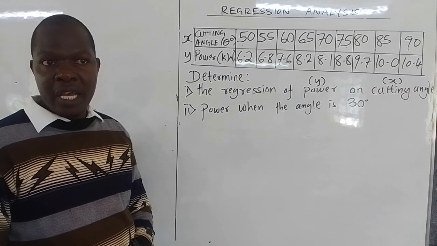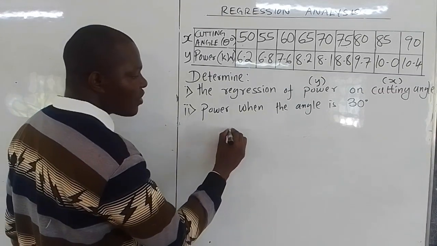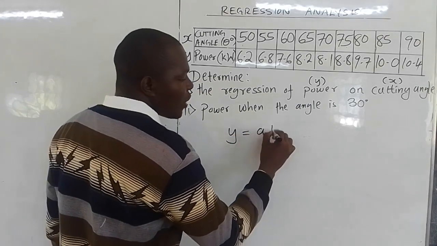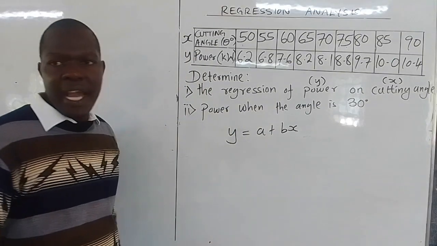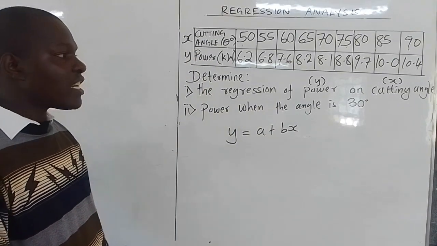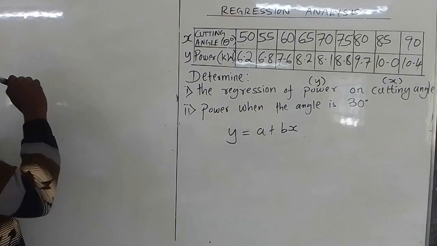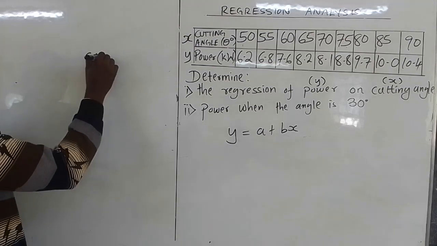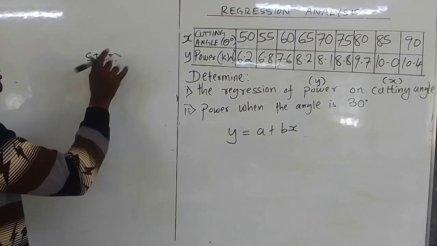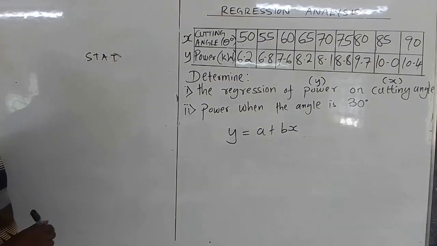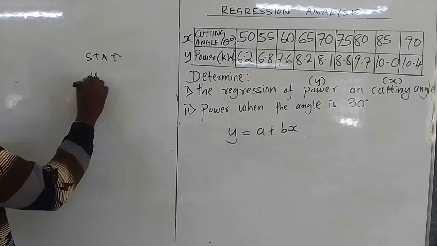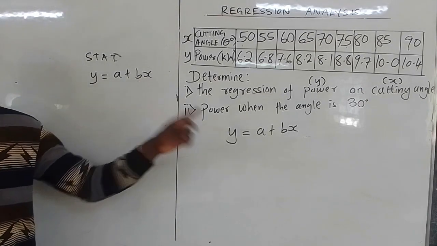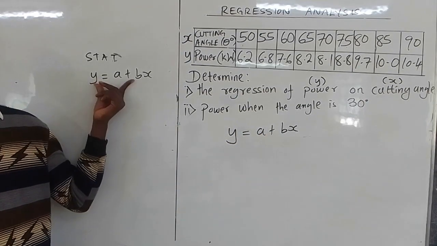Are we together? Then you write the equation of the regression of y on x, which is the equation of a straight line: y equals a plus bx. So you go to the calculator, go to mode or set up, then you select statistics. Once you select statistics, you select the line you want to deal with, the straight line for the regression of y on x. You have that option.